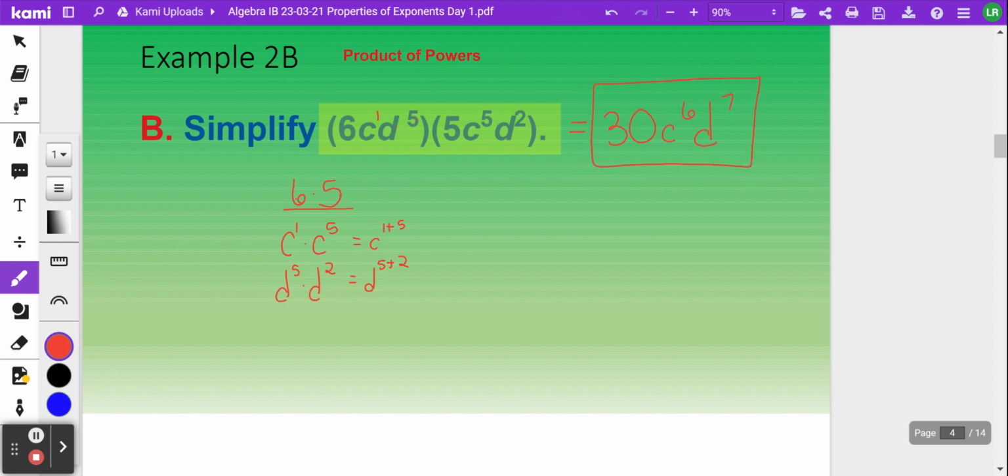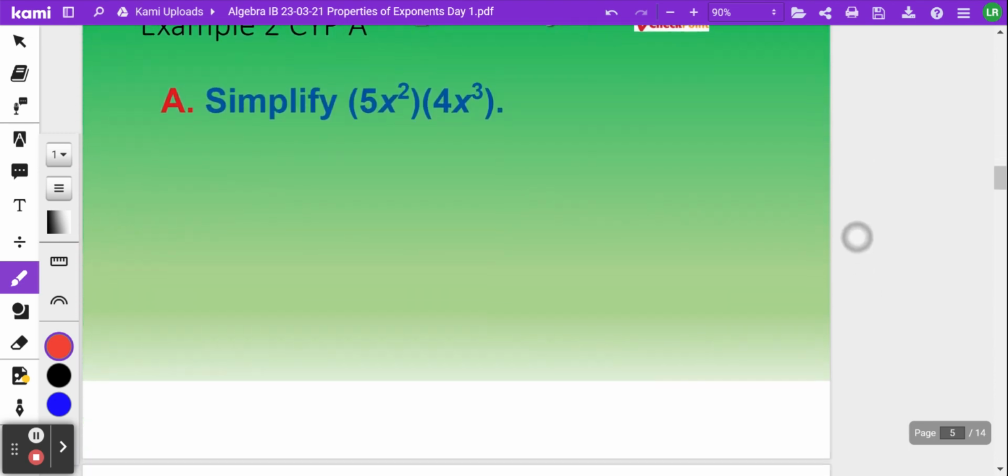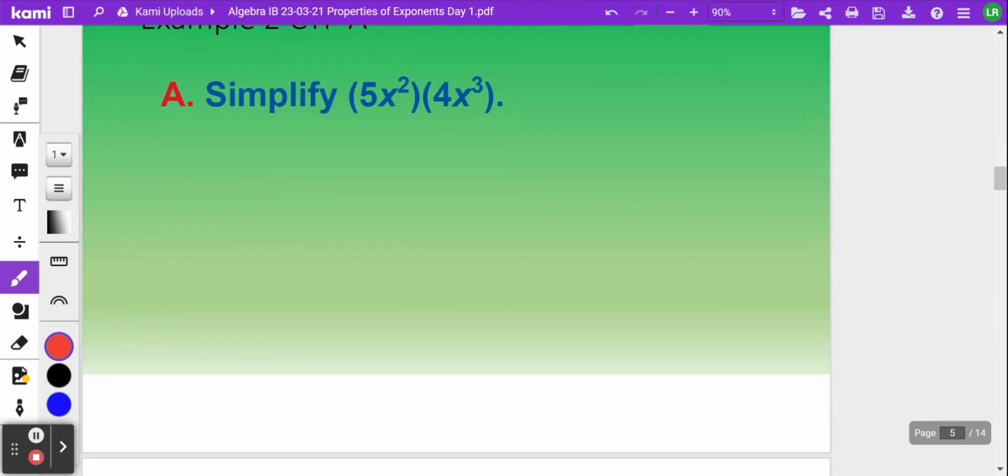Now, for the next couple problems, I want you to try a couple on your own. So I'm going to have you pause the video when you see it, do the problem on your paper, and then play the video, and you will see the answer. So here's the first one. Go ahead and pause the video and complete this problem.